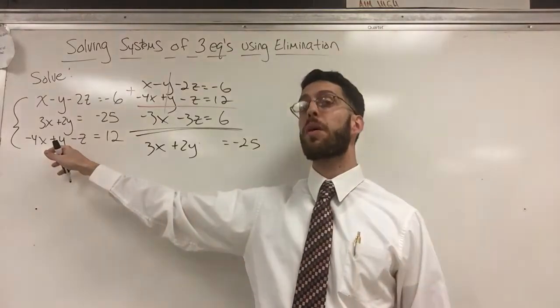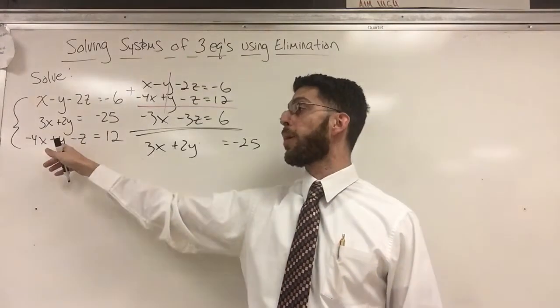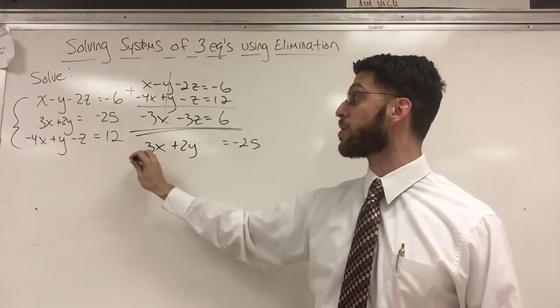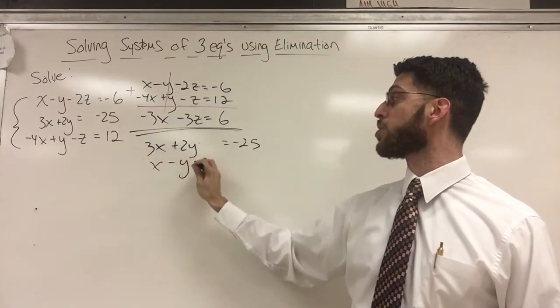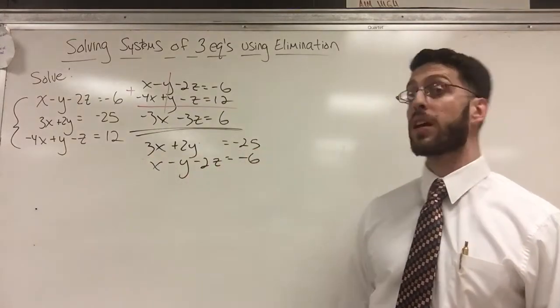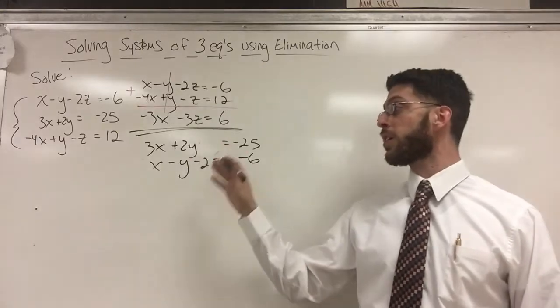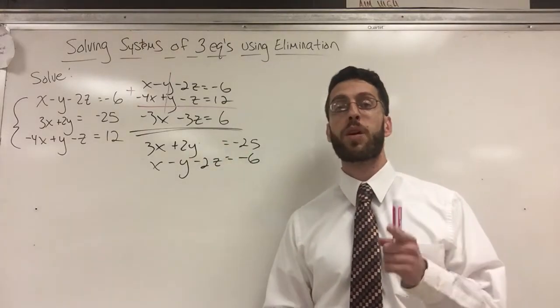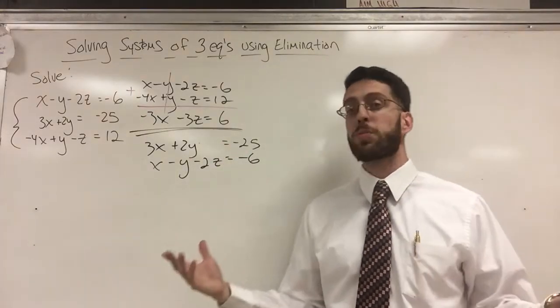You could go with the one where there's a positive y too and still make it work, but I'm going to go with the one where there's already a negative y. So x minus y minus 2z equals negative 6. Nothing eliminates, but remember what I said. You can multiply whatever you want.